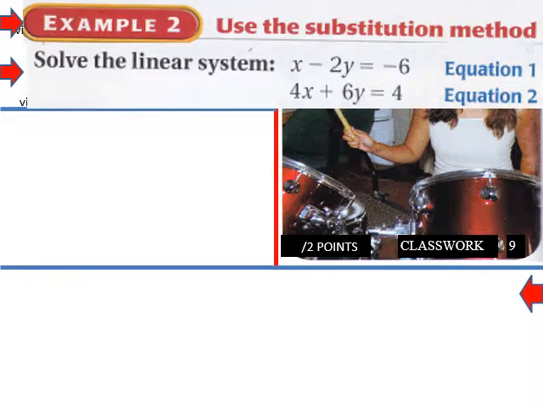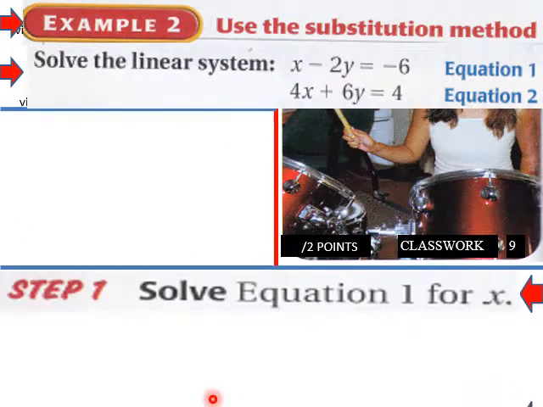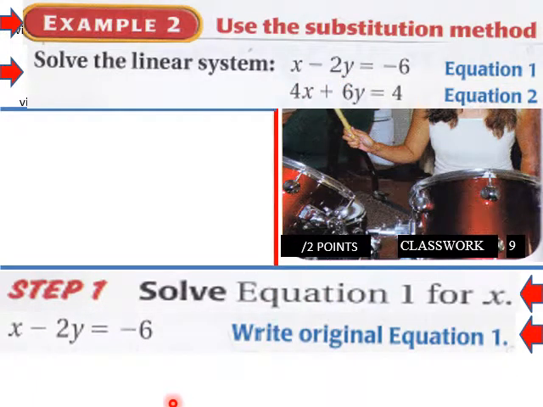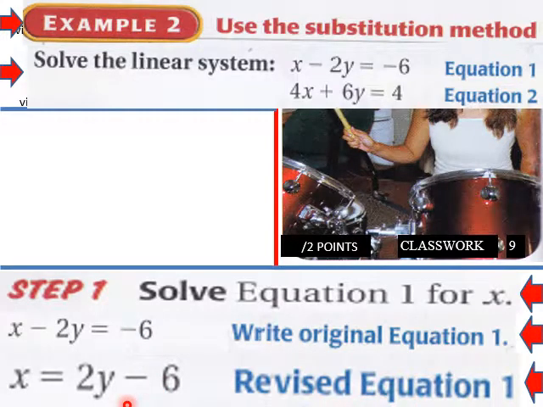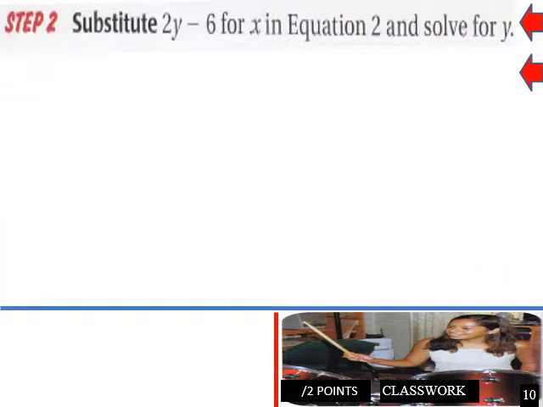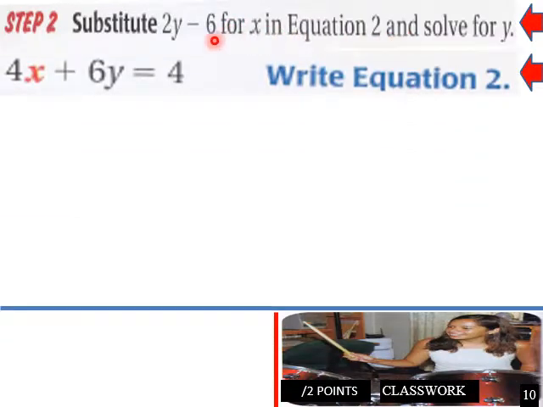Let's try to use the substitution method now with these here. Solve equation 1 for x. So x minus 2y equals negative 6. We're going to solve for x. We move this over here. X equals 2y minus 6. Now we're going to put that in equation 2. Substitute 2y minus 6 for x in equation 2 and solve for y.